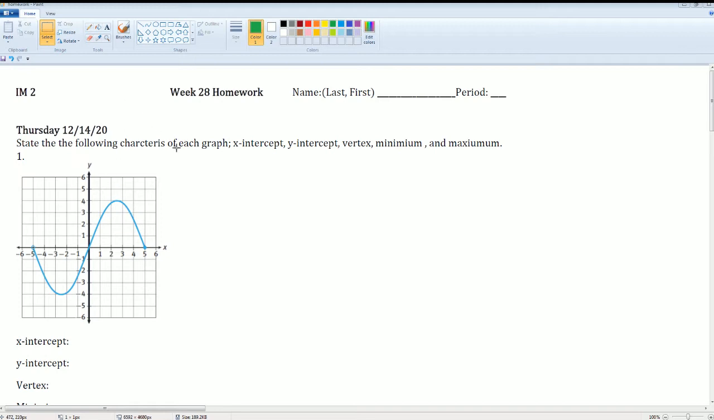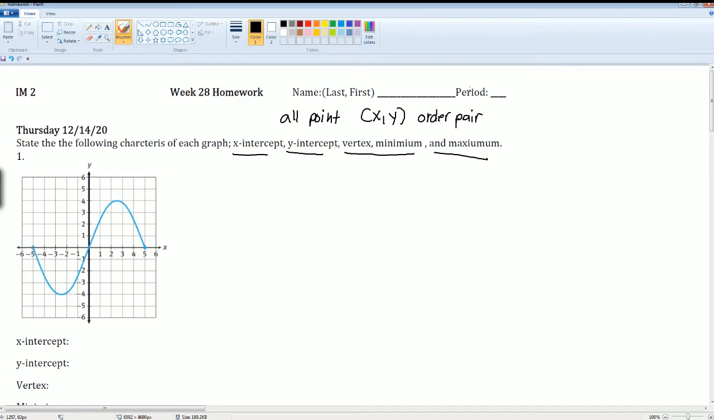Here, you're going to state the following characteristics. You're going to look at your x-intercept, y-intercept, vertex, minimum, and maximum, okay? Please notice, all of these are points, okay? And for points, we put them in x comma y. We write them in an ordered pair, all right?